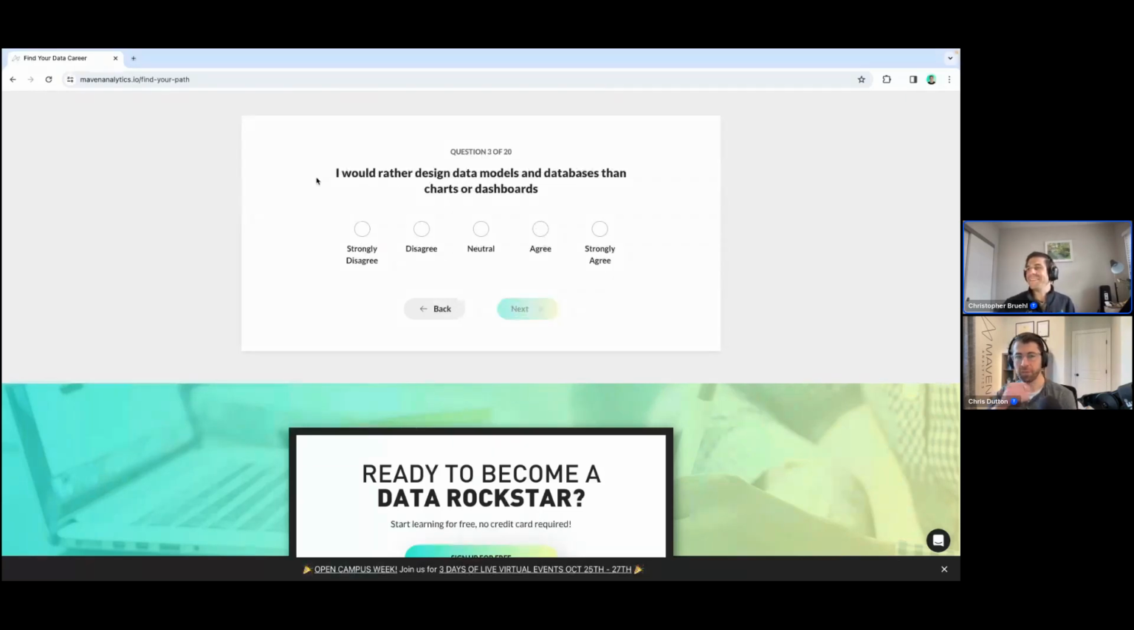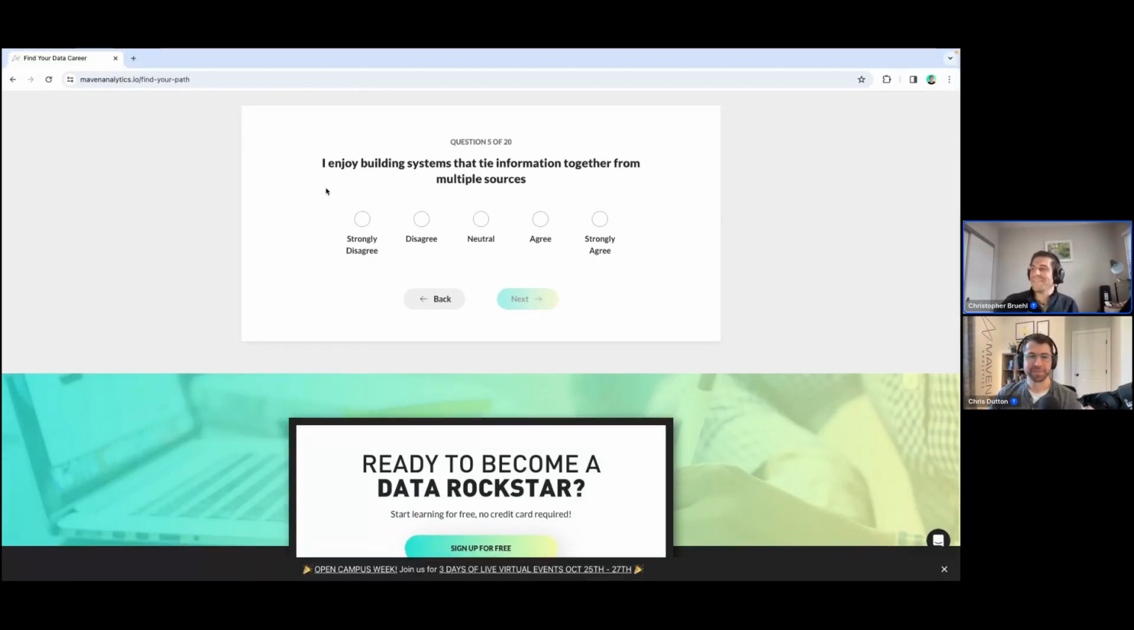I would rather design data models and databases than charts or dashboards. I would disagree with that. I like to think creatively and have a good eye for visual design. I would probably say I like to think creatively, but as Chris knows, my eye for visual design is maybe a little bit subpar, so I'll say disagree. I enjoy building systems that tie information together from multiple sources. I'll say neutral. I find that puzzle a little bit fun, but I don't like it to be the focus of my work.